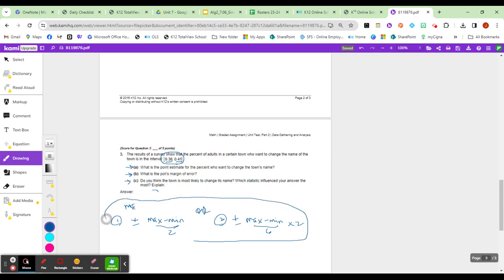Okay, so you're going to pick between one of these two formulas to do B. And then the rest of those are explained. Hopefully this is helpful. Thanks.